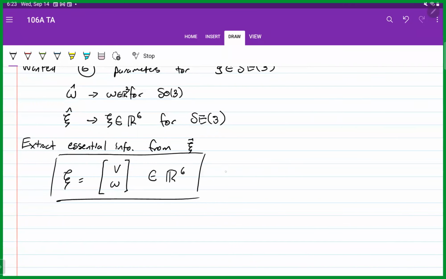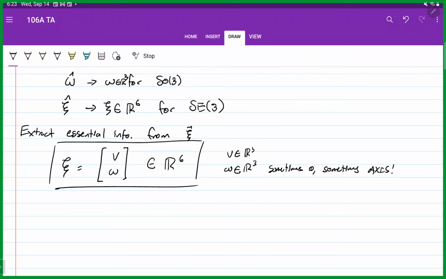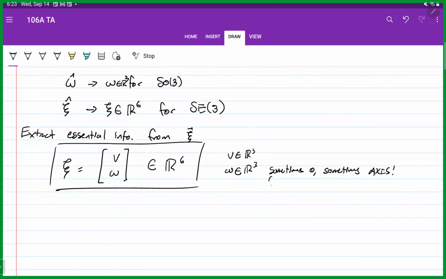We have this velocity, or in some cases the component of velocity, in R3. Then we have omega, also in R3. So in some cases, omega is an axis of rotation, and in other cases, it's just going to be the zero vector when we don't have any rotation going on. So sometimes 0, sometimes an axis. Exactly, so 0 is translation.